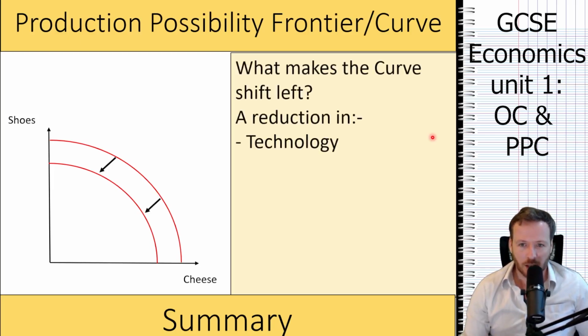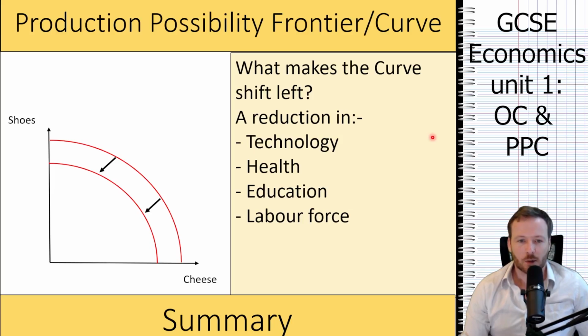Think about technology getting worse. War, healthcare, education. What can make that worse? Poorer health, disease outbreaks, schools closing down. In certain countries, they've stopped education of women. That's going to lower the total production capacity of a country.